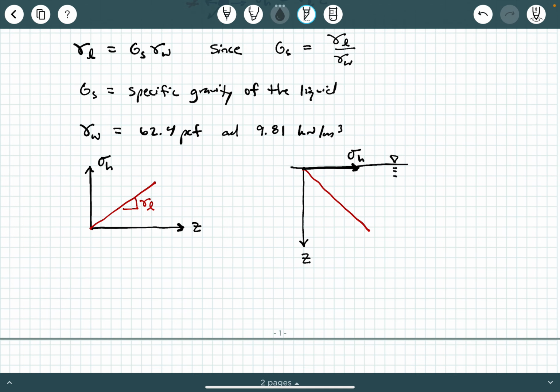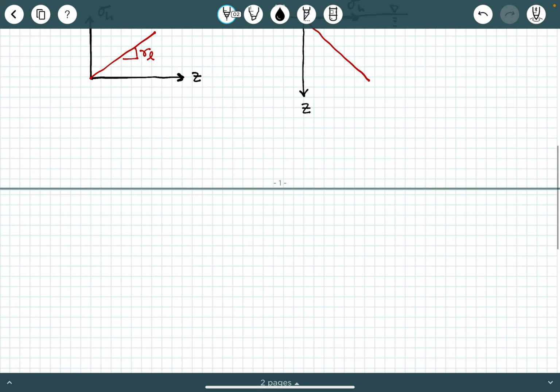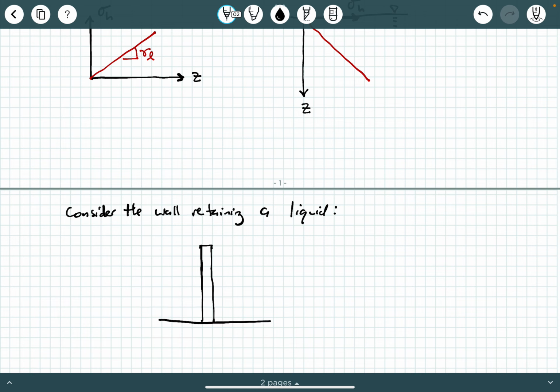And so what we can then do is write the following. Now we're actually going to write something down, okay? I'm going to say consider the wall retaining a liquid, okay? So let's say we have this wall here. Maybe it's a flood wall. And this is the ground surface.